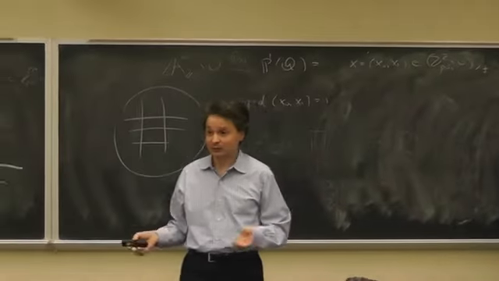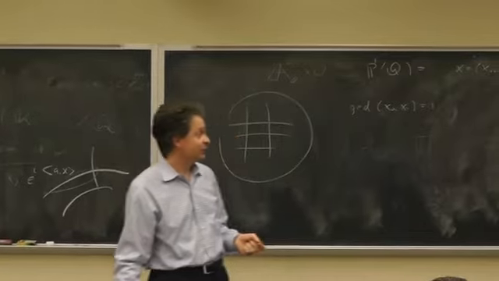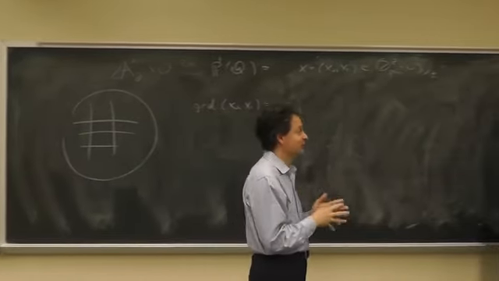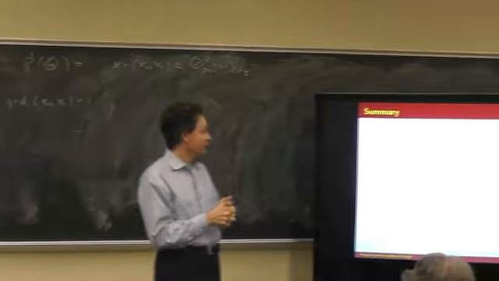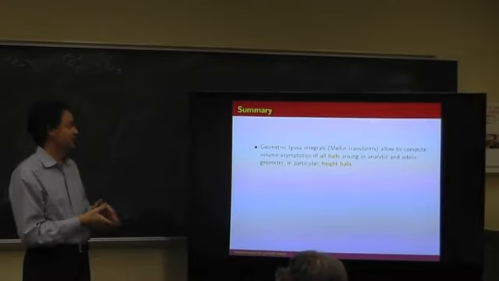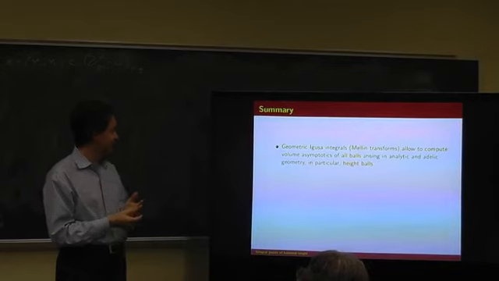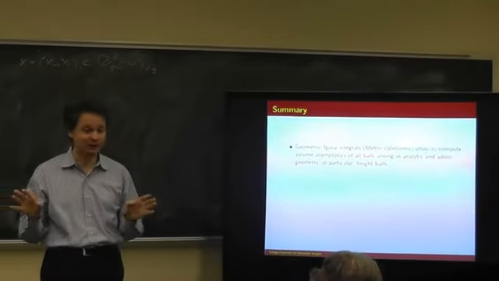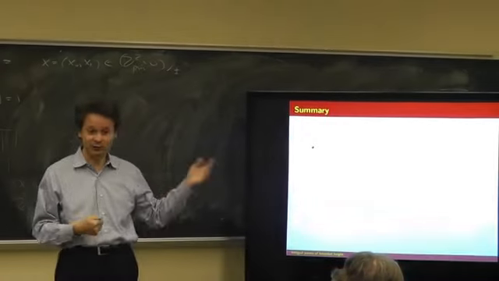Now, to summarize what we have done today: we looked at these geometric Igusa integrals, which are Mellin transforms. They allow us to compute asymptotics of essentially all balls which arise in analytic and arithmetic geometry. So you give me any set of polynomial equations and polynomial inequalities, and I'll tell you how to compute that.